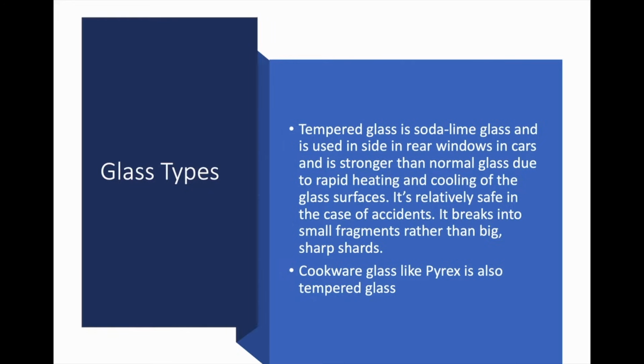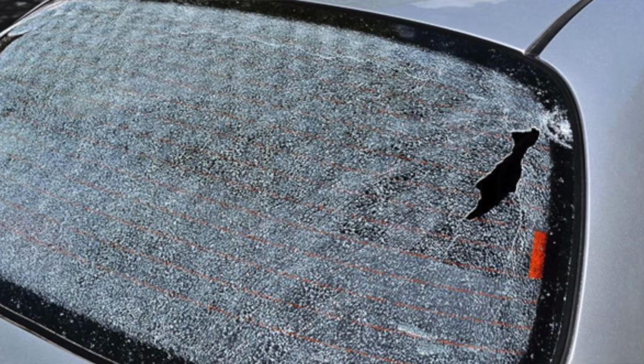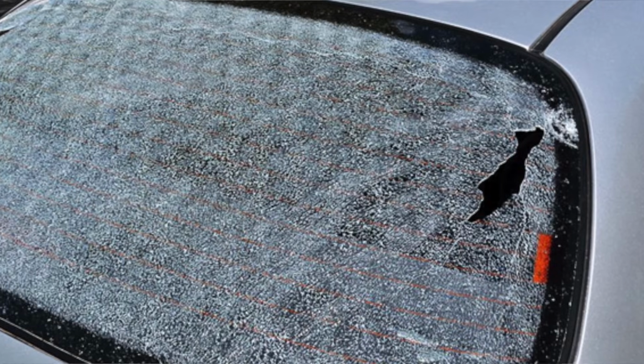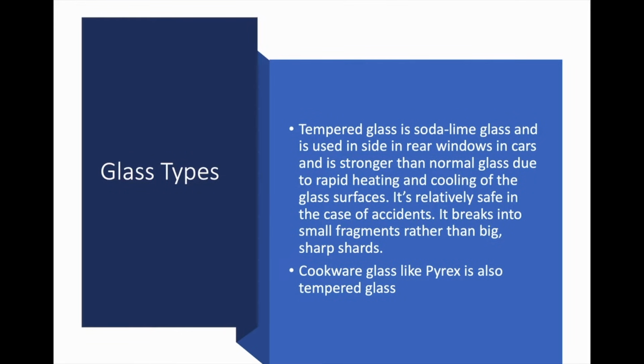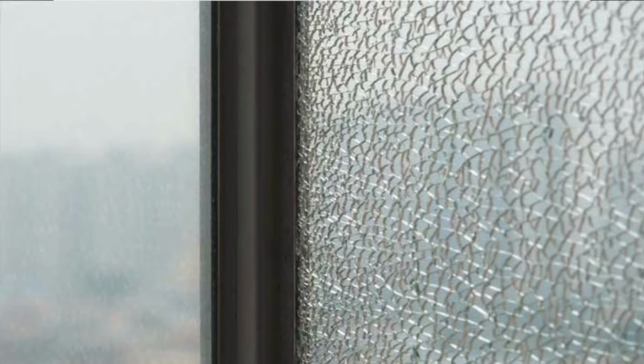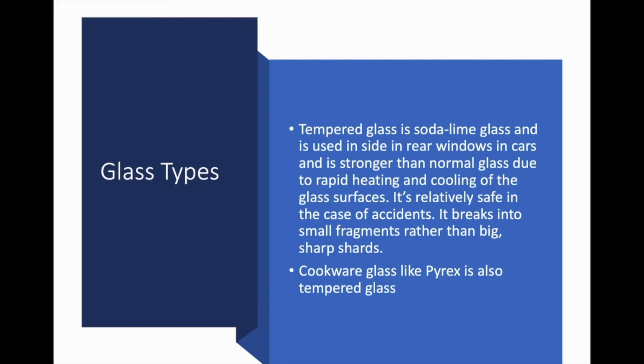So there's tempered glass. Tempered glass is soda lime glass, your typical glass, and it's used in the sides of car windows and in the rear of cars, and it's stronger than normal glass due to the rapid heating and cooling in the process of the glass surfaces. It's relatively safe in the case of accidents because it breaks into relatively small fragments rather than big shard pieces, like what would happen when you throw a baseball through a house window, for example.